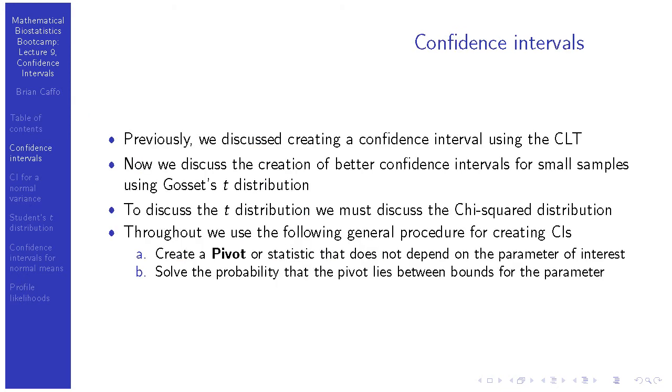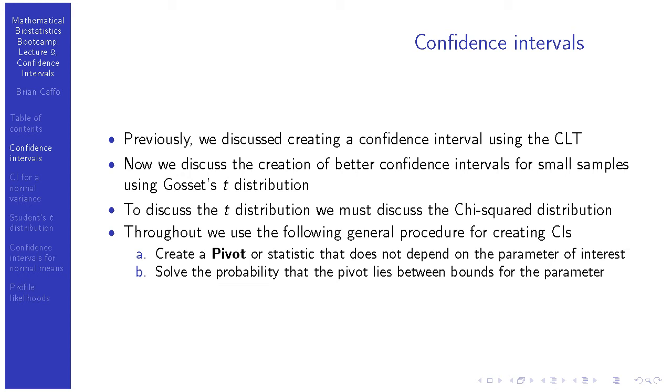In the last lecture, we talked a little bit about the central limit theorem, and we talked about using the central limit theorem to create a confidence interval. I think in that example, we created a confidence interval for a binomial proportion. Now we'll discuss the creation of better confidence intervals for small samples using Gosset's t-distribution, small samples where we're willing to treat the data as if it's continuous.